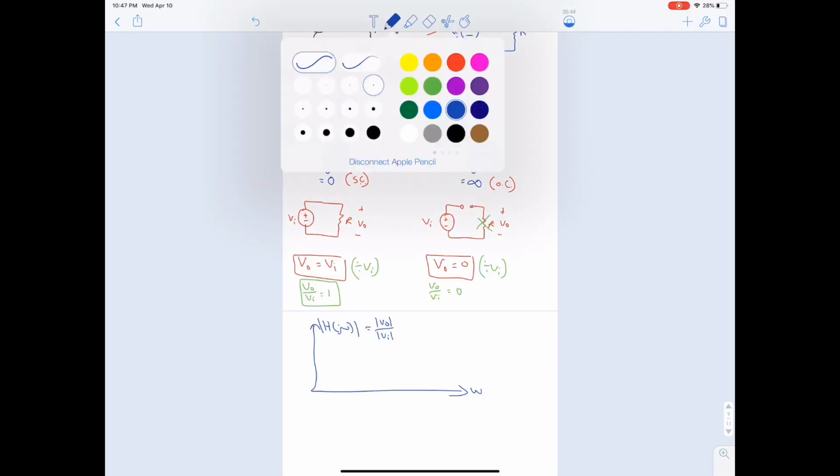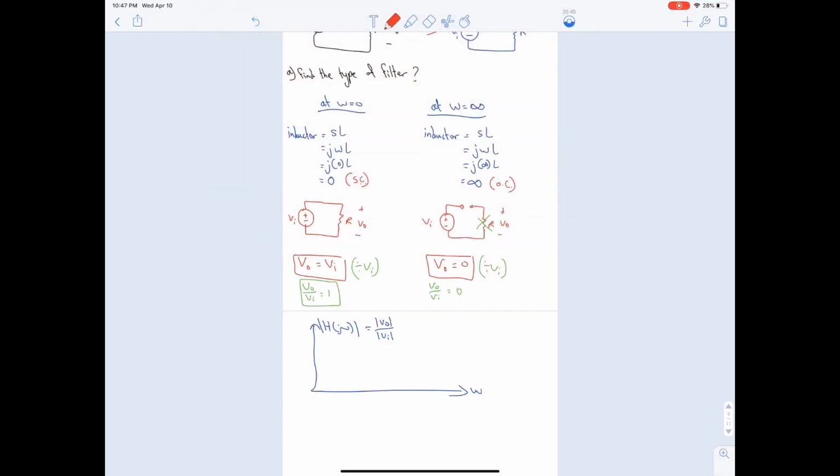Let's plot these two values. At omega equal to 0, the magnitude is 1. So at omega equal to 0, here we're having 0, that's 1. So this is the first point. At omega equal to infinity, the magnitude is 0. The only combination that has magnitude 1 and 0 at frequency 0 and infinity is the low pass filter.